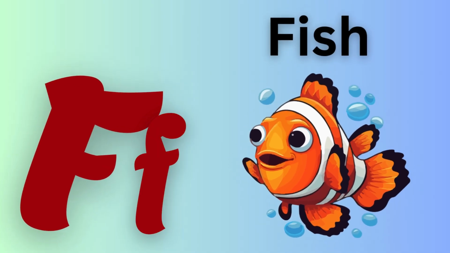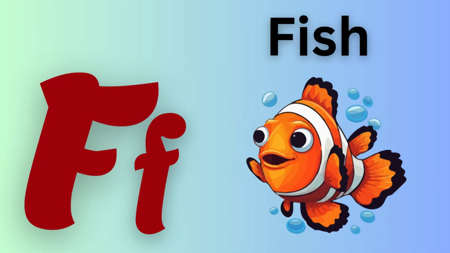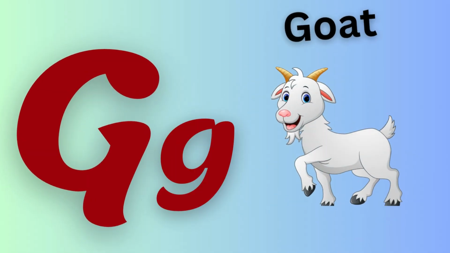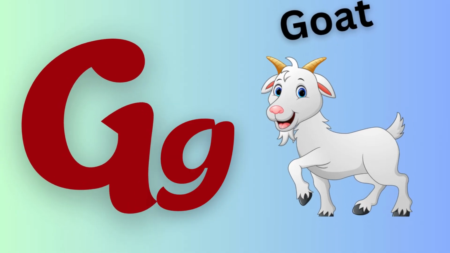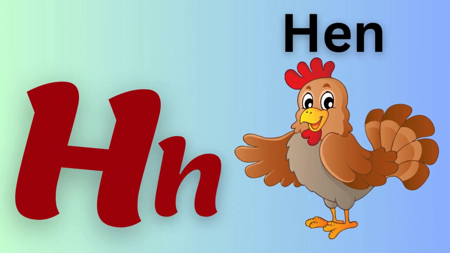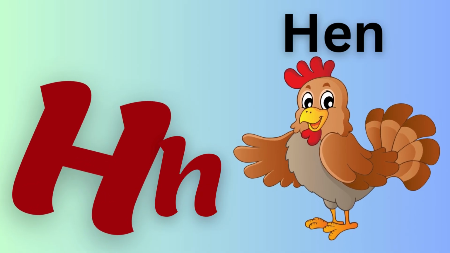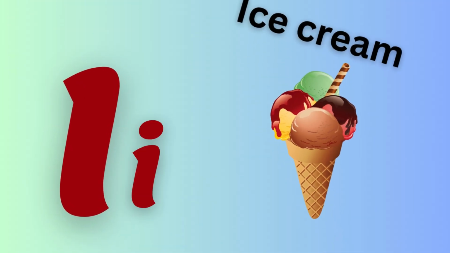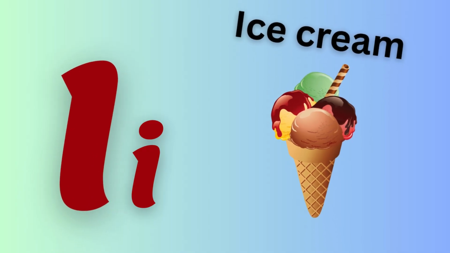elephant. F for fish. F, fish. G for goat. G, goat. H for hen. H, hen. I for ice cream. I, ice cream.